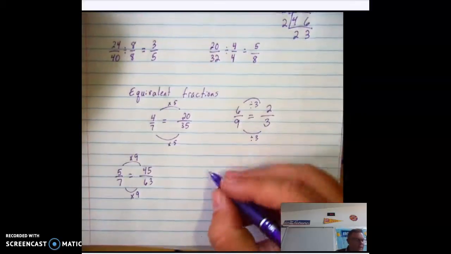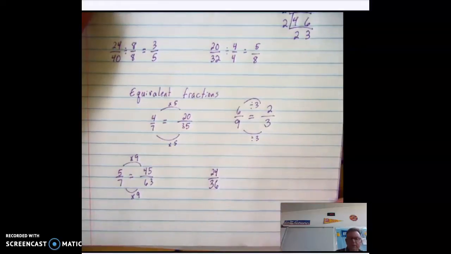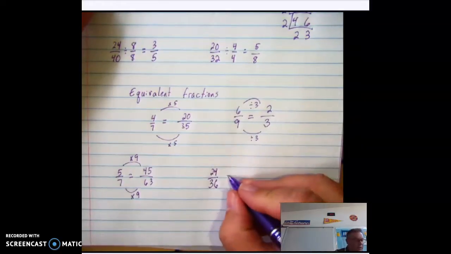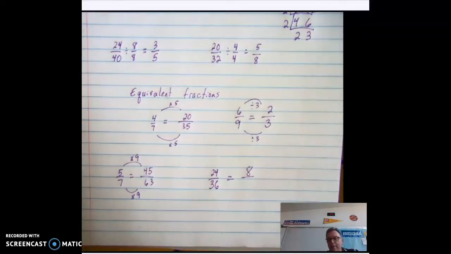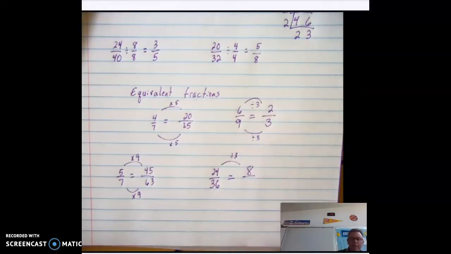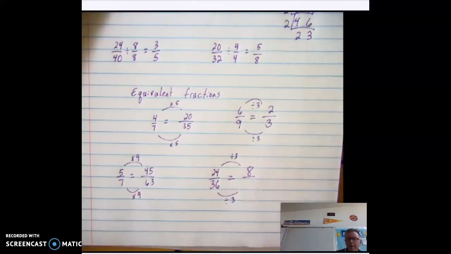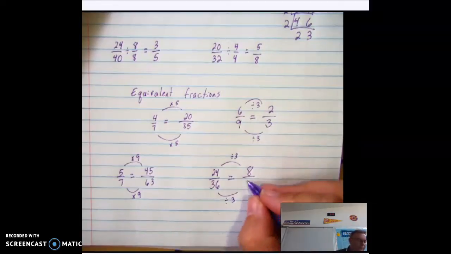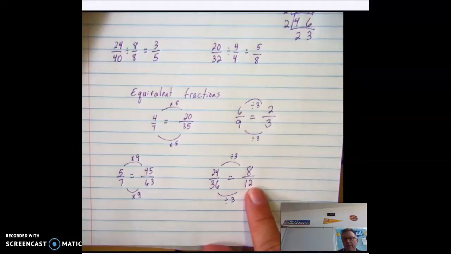One more. If I have 24/36, and I'm going to create an equivalent fraction, and let's say that I have 8 as the numerator. Let's see what you come up with. Okay. 24 down to 8 means that we divided by 3. So to find my denominator, if it's equivalent, I'm going to also divide this by 3. Be fair. 36 divided by 3, 12. So 24/36 equals the same thing as 8/12.